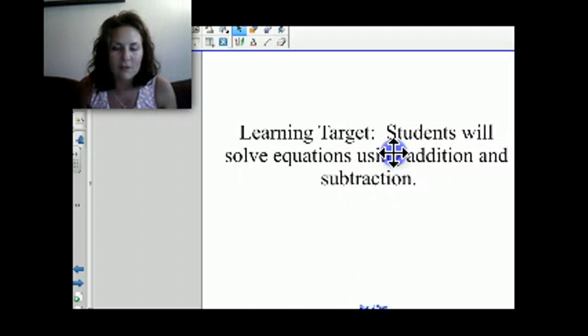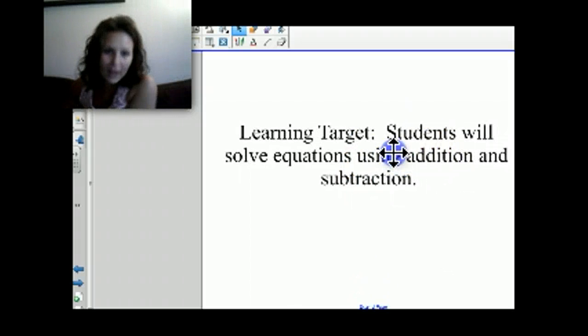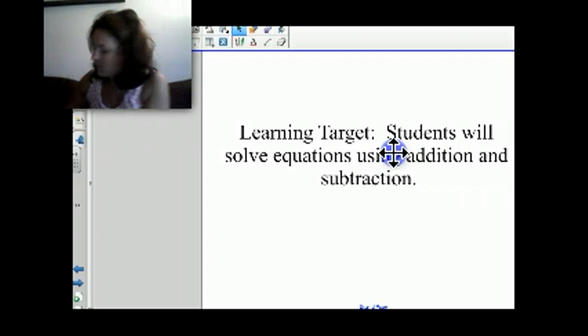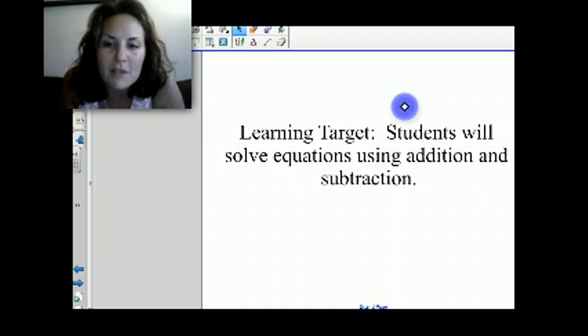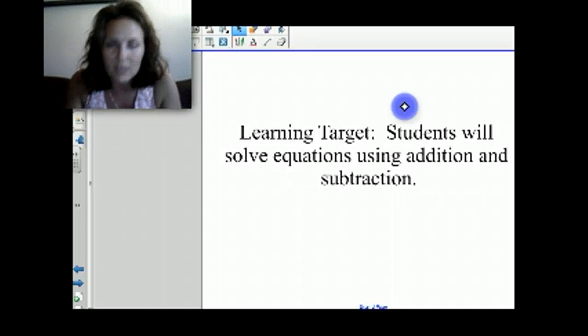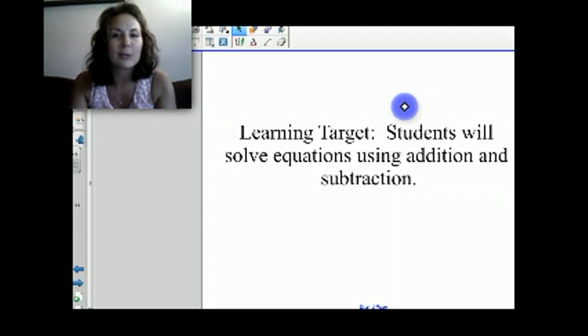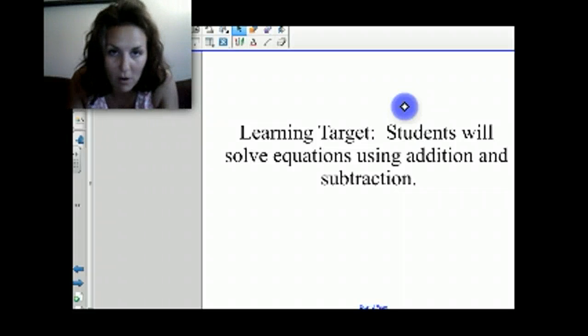Alright, let me move this into the screen. Our learning target today. Students will solve equations. My mouse is in the way. Oh, get out of the way. Students will solve equations using addition and subtraction. These are one-step problems. We're going to continue to build on this, so this is a skill you really want to have nailed.